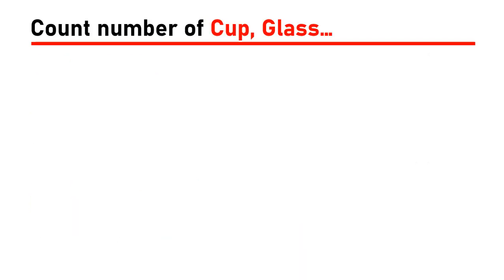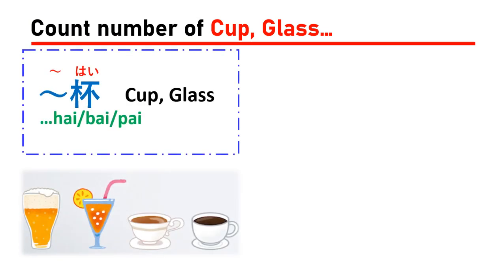And next we are going to learn counting the number of cups and glasses. In Japanese, they use the kanji "hai" to count cups and glasses. The hai unit has 3 sounds: hai, bai, pai. The sound will change when you put the number in front of the kanji of hai.